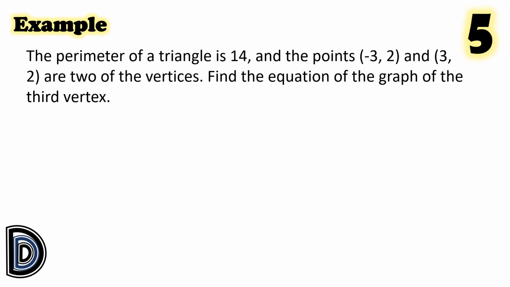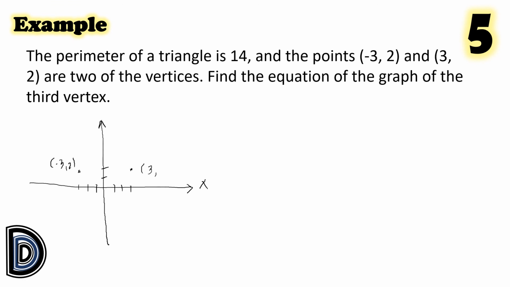Let us start by plotting these points on a rectangular coordinate system. So we have the y-axis and the x-axis. Plotting negative 3, 2, we have negative 1, negative 2, negative 3 on the x-axis, and then positive 2 on the y-axis. Also, we have positive 3, positive 2. And these are two vertices of a triangle according to the problem.